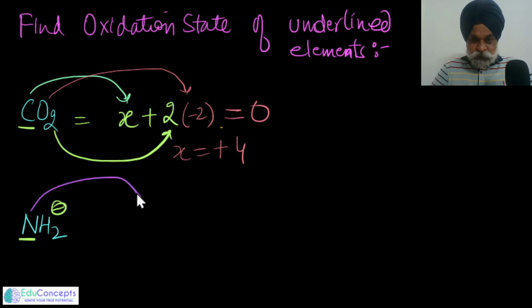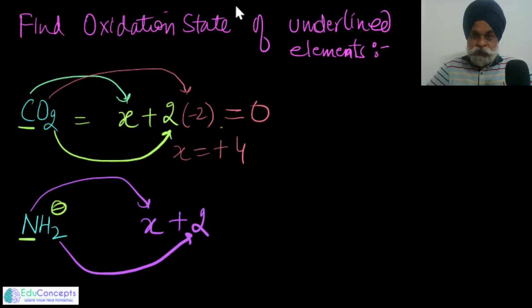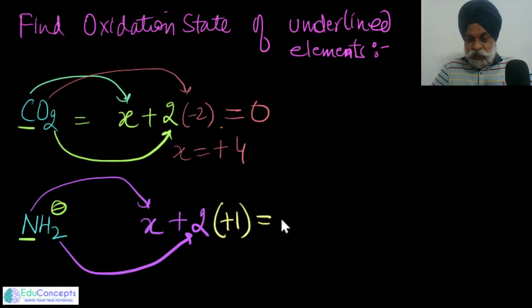Similarly, if I would go for this, the oxidation state of nitrogen is to be found, taken as X. Number of hydrogen atoms are 2, for which the oxidation state is assumed to be plus 1. Because it's an anion, the algebraic sum of oxidation states is equal to the charge on the ion, that is minus 1. So the X comes out to be minus 3.